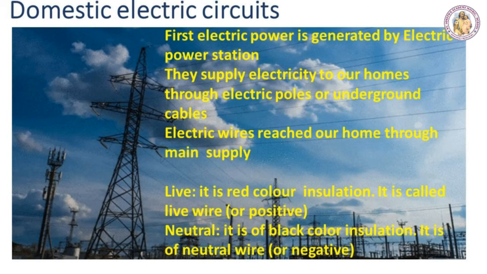Now, domestic electric circuits. First, electric power is generated by an electric power station. They supply electricity to our homes through electric poles or underground cables. Electric wires reach our home through the main supply. Here it has a live wire and a neutral wire. The live wire has red color insulation. It is called the live wire or positive. Next, the neutral wire has black color insulation. It is the neutral wire or negative.